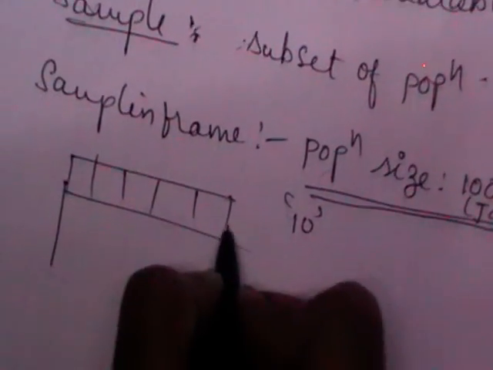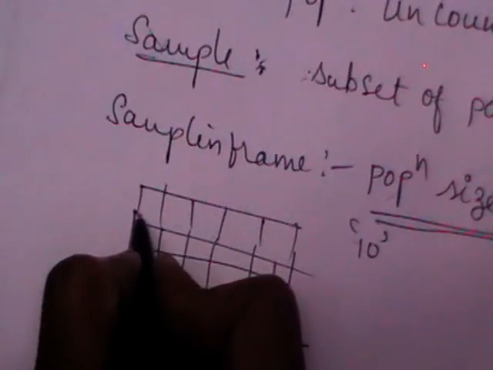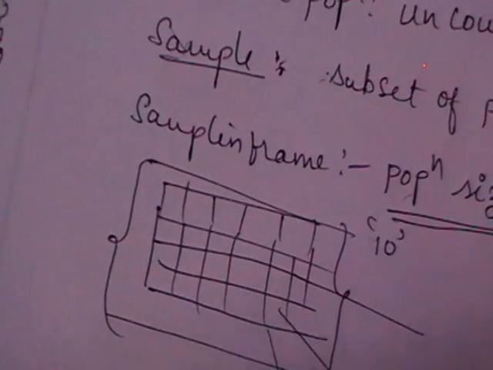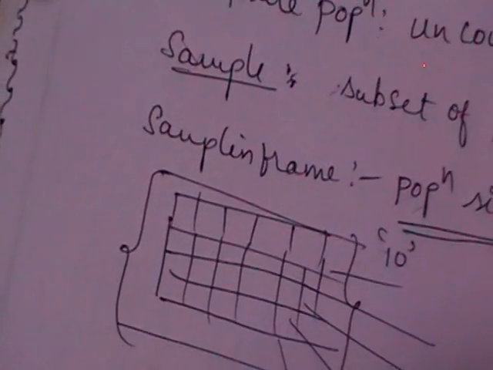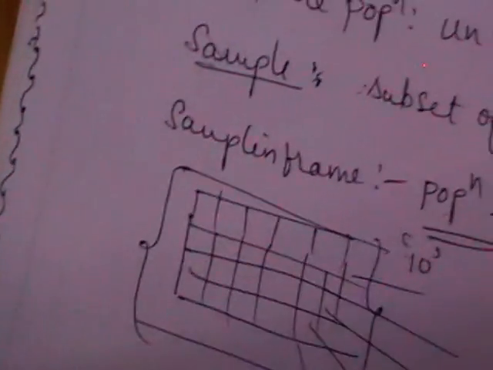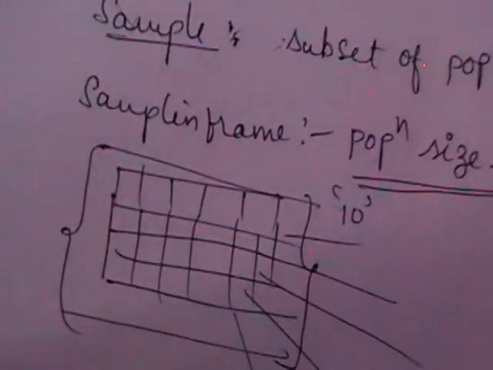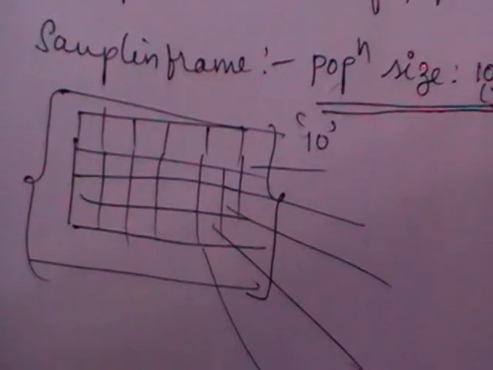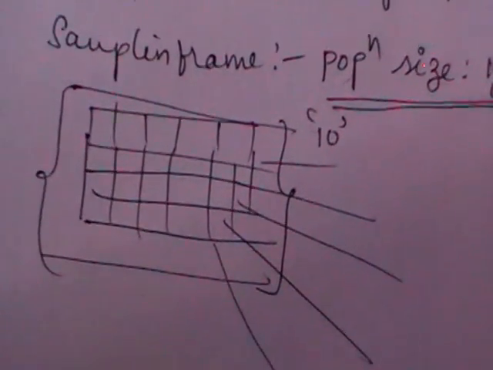Sampling frame: the population consists of 1000 units. All these 1000 units are given some labels or names, meaning you are arranging all the population in a frame. From that frame you are going to select the required 10 units. For easy selection of a sample from the population, we arrange the entire population in a frame, which is called the sampling frame. From that sampling frame, you choose the required sample size.